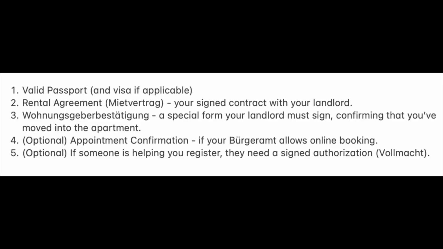So when you go to the citizen office, what exactly do you need, because definitely you need some documents to submit. The first is the valid passport and the visa if applicable, the rental agreement, your signed contract with your landlord, a special form that your landlord must sign confirming that you have moved into the apartment, and then the appointment confirmation if your citizen office allows online booking. If not, then you can do it by call or you can visit the office. And if someone is helping you to register, for example an agent, then they need a signed authorization called Vollmacht.